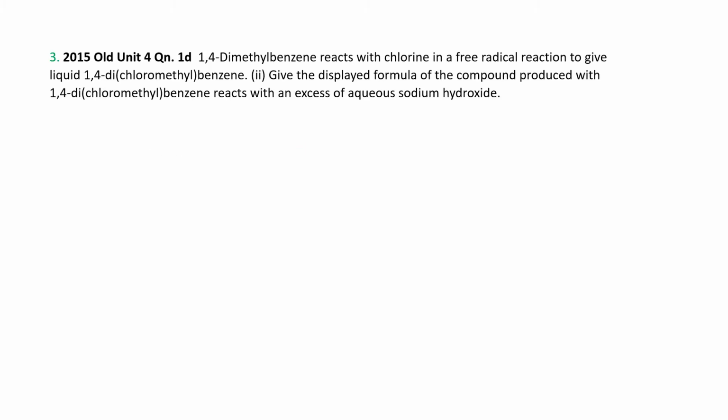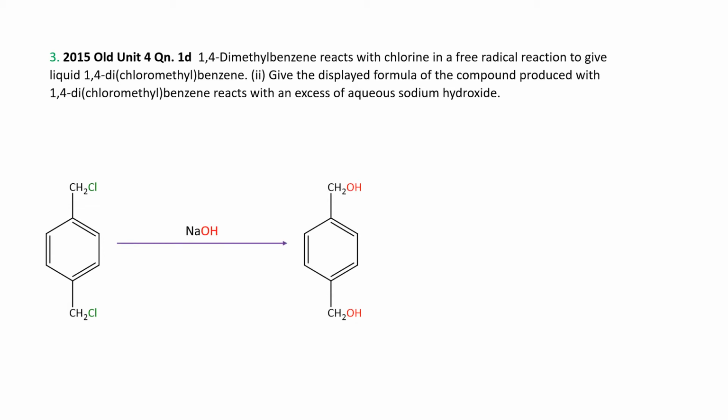Just to emphasize how much they like it, here's something plucked from another question. 1,4-dimethylbenzene reacts with chlorine to give this, blah blah blah, absolutely irrelevant. What is important is: give the displayed formula of the compound produced when 1,4-dichloromethylbenzene reacts with an excess of aqueous sodium hydroxide. There's the aqueous sodium hydroxide again. Here you have aliphatic chlorides. Ignore the fact you've got the benzene ring here. These are aliphatic chlorides, so they're just going to substitute to give you the di-alcohol. Okay, excess of it means that you're going to get both of the chlorides substituted by hydroxides.